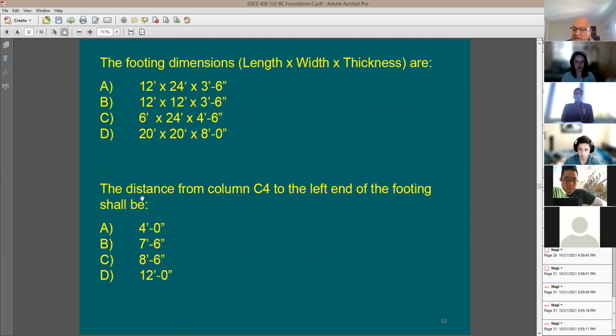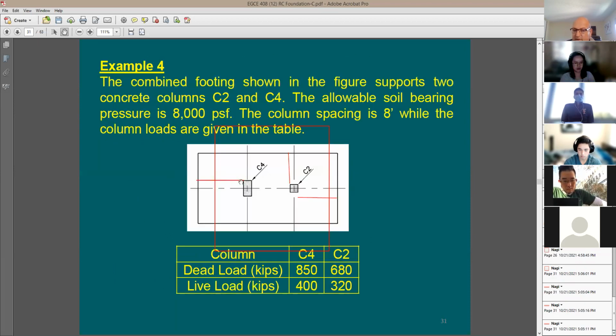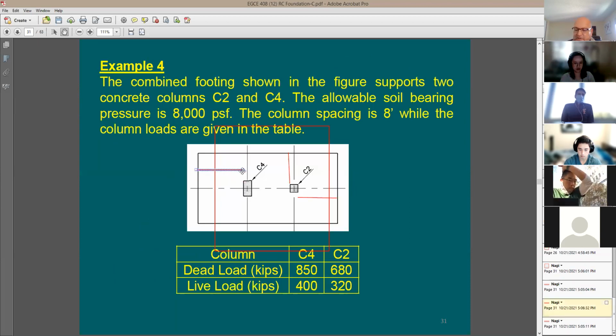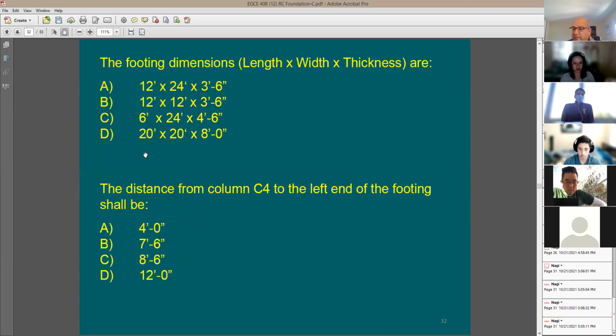And then it says the distance from the column C4 to the left end of the footing. What is that? Distance from the column C4, which means this distance here. They say, how much is this? What's your proposed value? Okay. Let me see what I can do about this footing first.